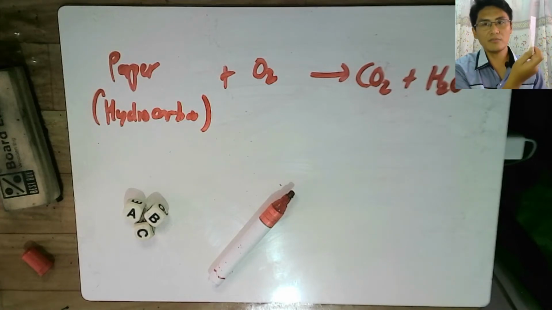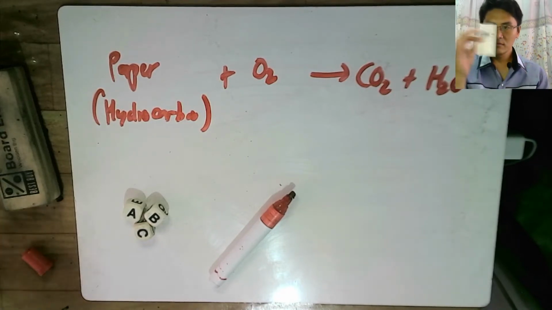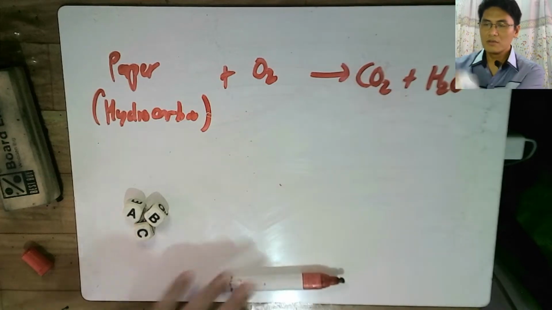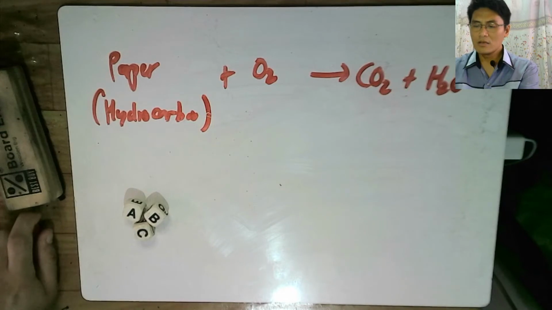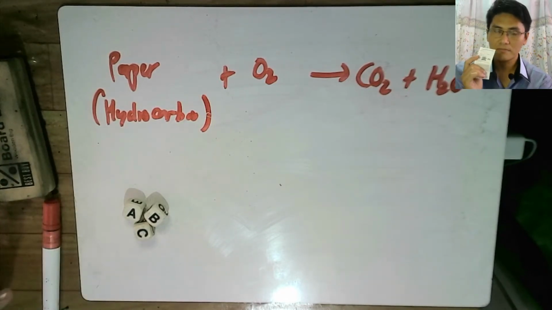Why isn't the paper burning? So again, I have paper in my hands. Paper is supposed to react with oxygen and form carbon dioxide and water, but it's not doing anything, right? So question, what do I need to do for this paper to burn?